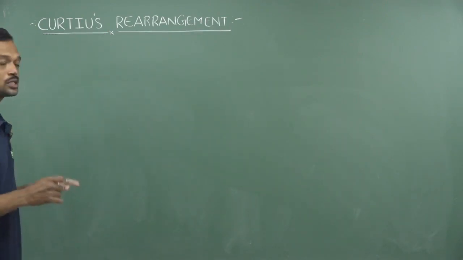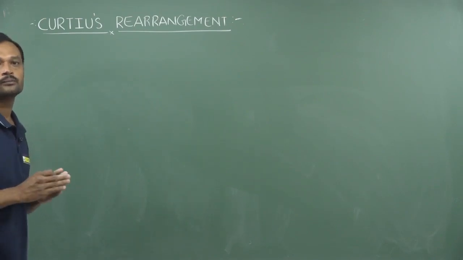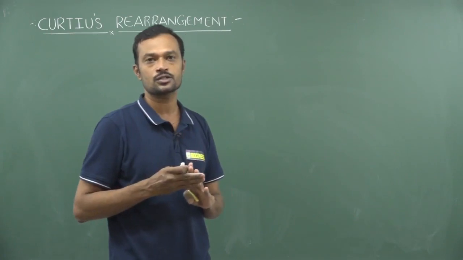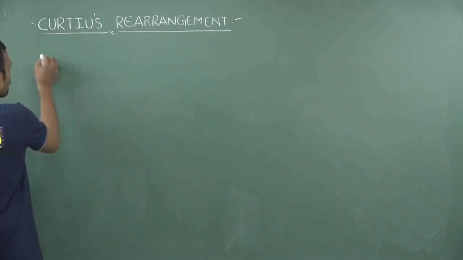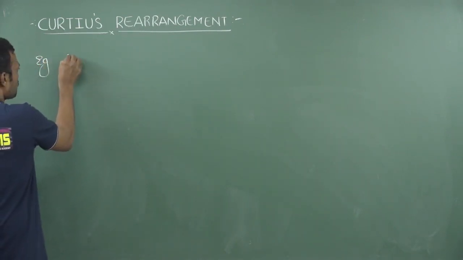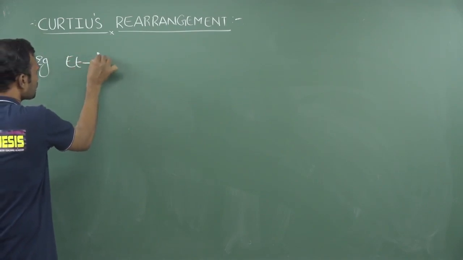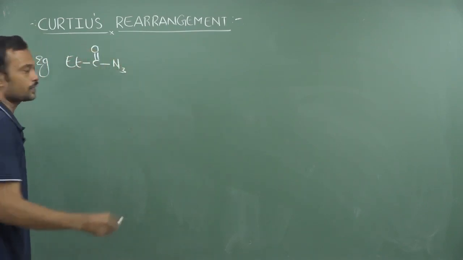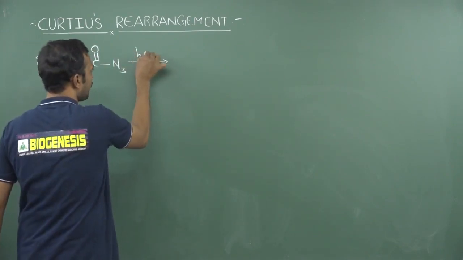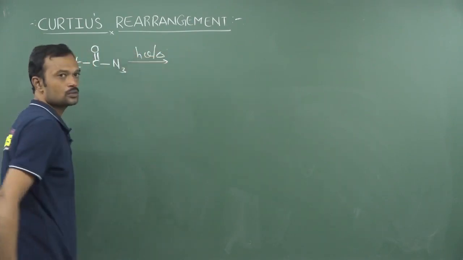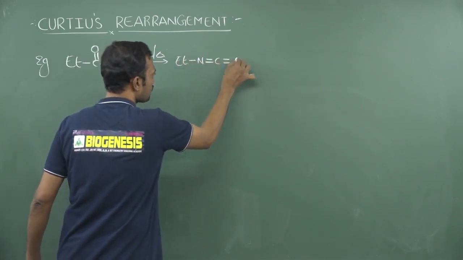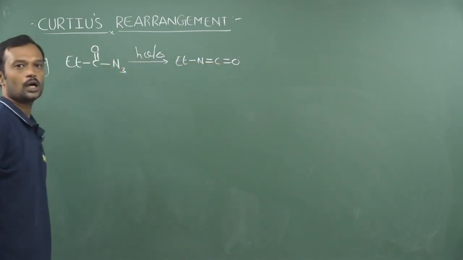Curtius rearrangement is the conversion of acyl azide to isocyanate. The migrating group may be alkyl or aryl, and it always retains its configuration. Okay, so if you see some applications, suppose I take an ethyl group attached to C double bond O N3, this is called acyl azide. If it is carried out under thermal or photochemical conditions, the ethyl simply attaches to nitrogen, which is now connected to C double bond O, an isocyanate.